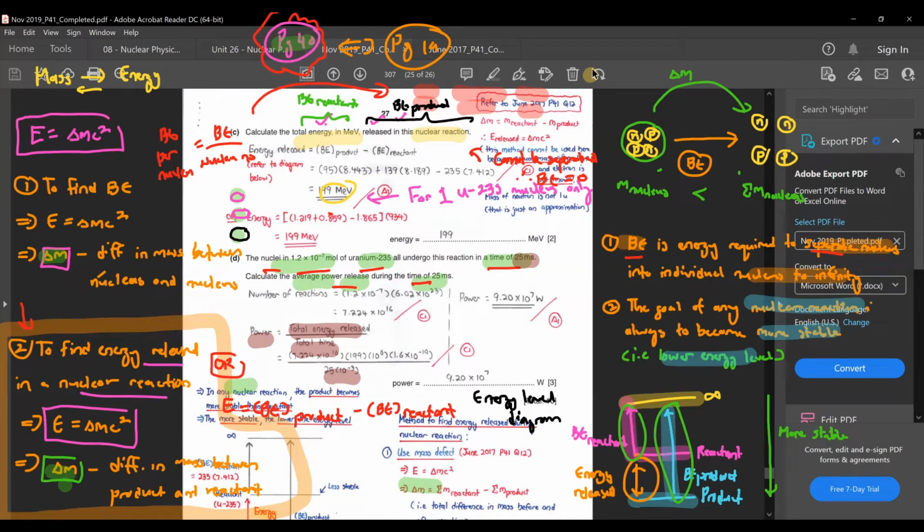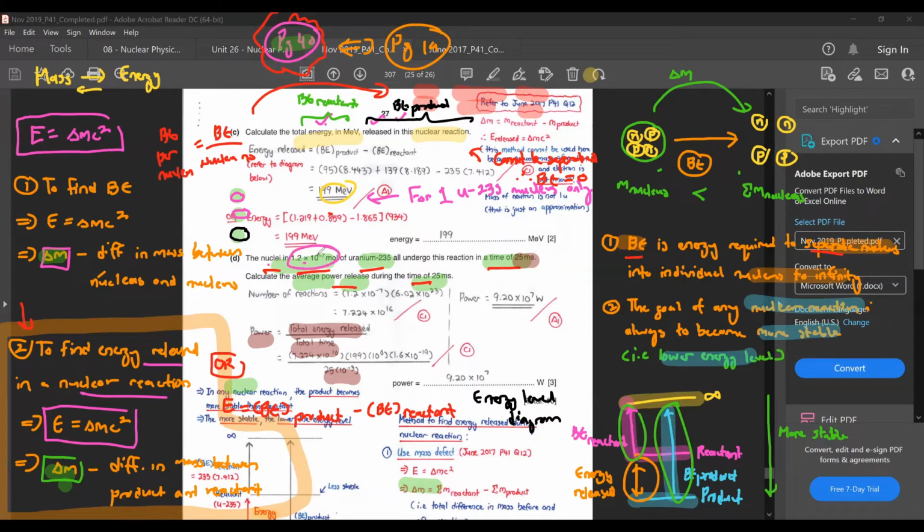So what they're telling you now is that your total nuclei is all inside this amount of moles. So you have to find out in the first place, for 1.2 times 10 power minus 7 mole, how many uranium nuclei does it contain? And if one uranium nucleus gives you 199 MeV, you multiply the number of nuclei times the energy of one nucleus, and you're going to get the total energy release.